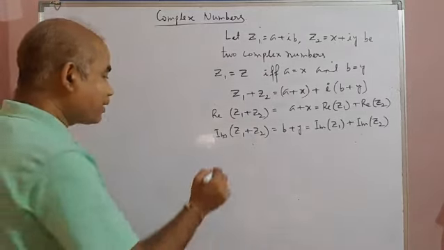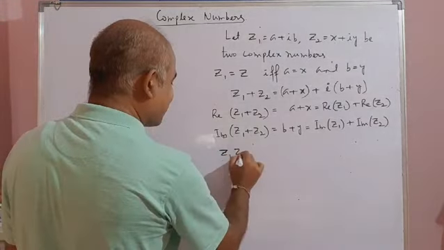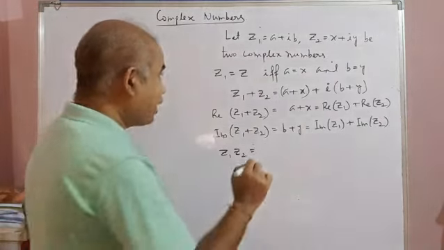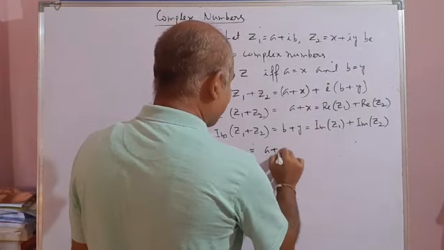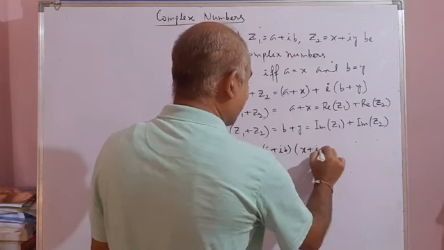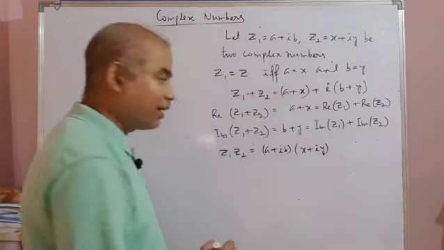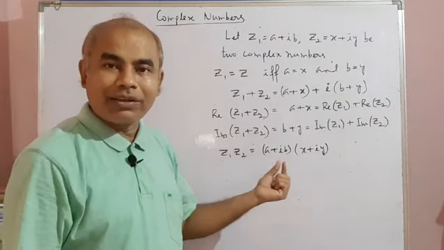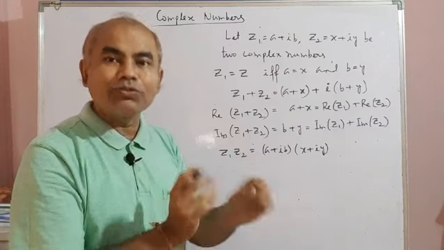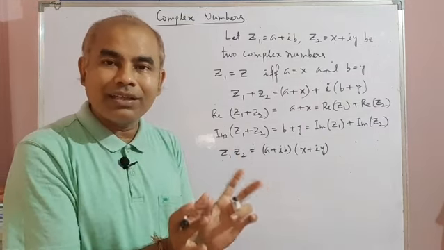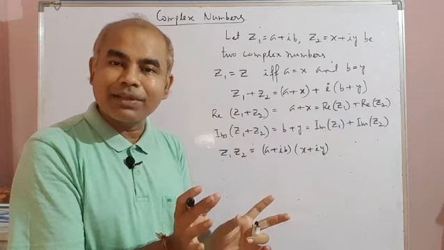Next, suppose I want to multiply Z1 and Z2. So when I multiply Z1 and Z2, I need to multiply A plus IB with X plus IY. Now you can observe one thing, that in a complex number there are actually two terms. So you can assume it is an algebraic expression having two terms.